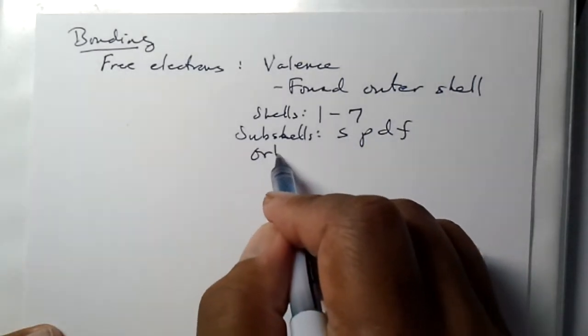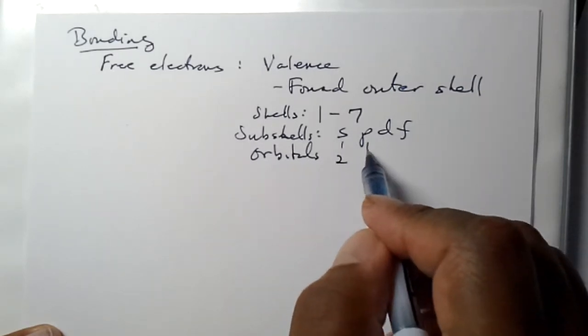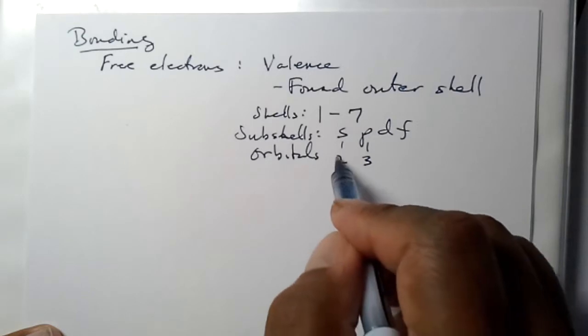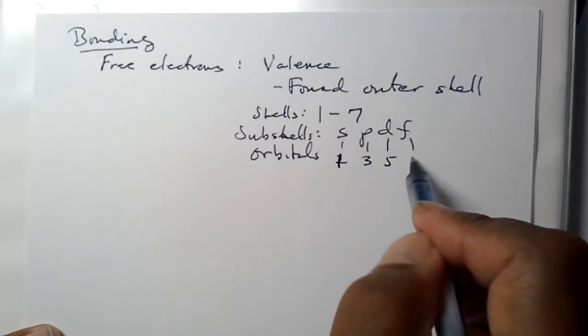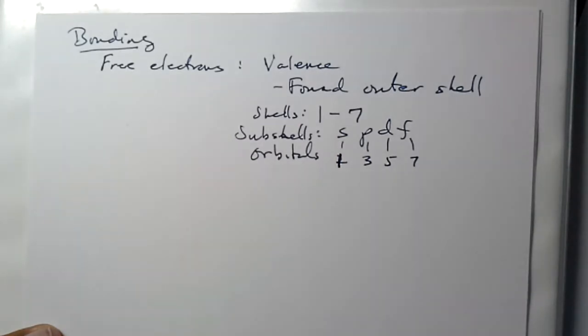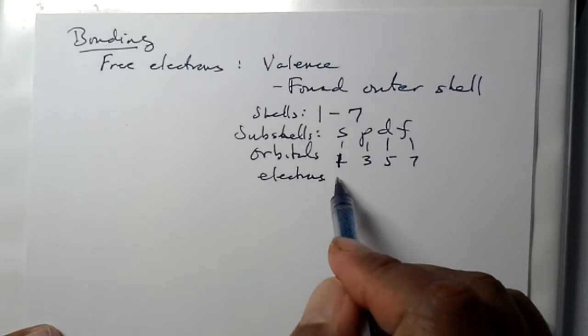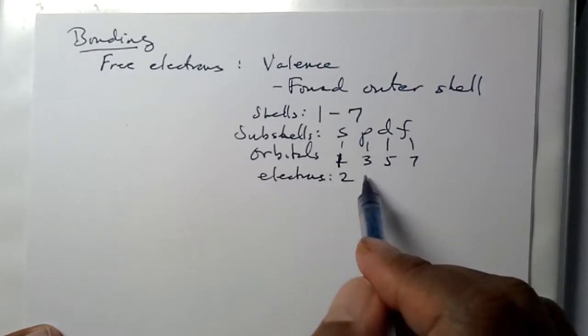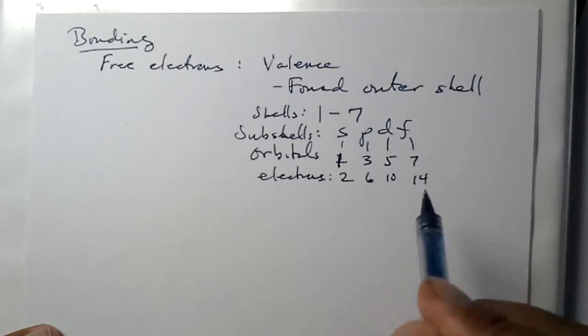And orbitals, okay, there's 1 in S, 3 in P, 5 in D, and 7 orbitals in F. And of course the electrons that occupy those orbitals are 2 for S, 6 for P, 10 for D, and 14 for F.